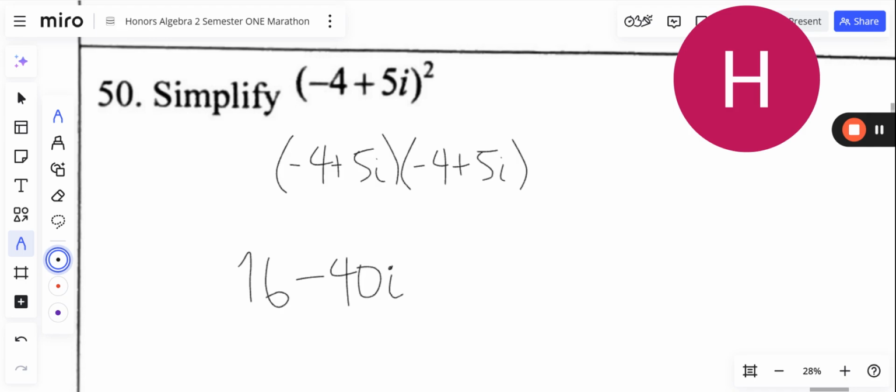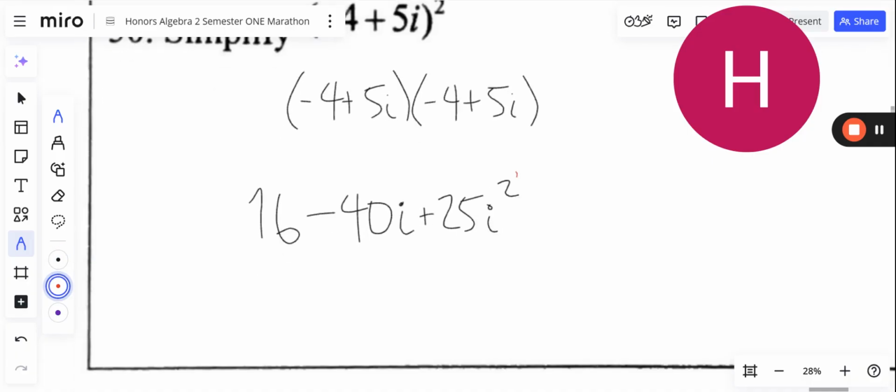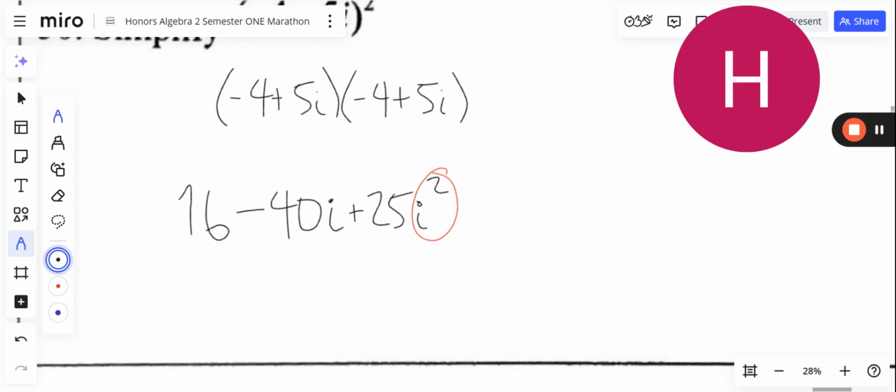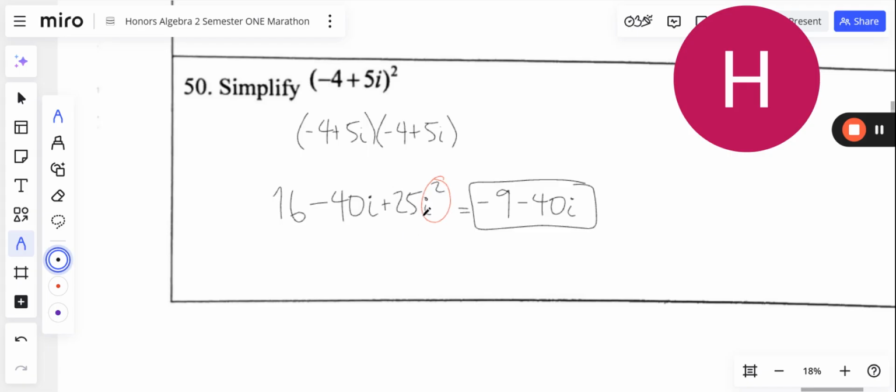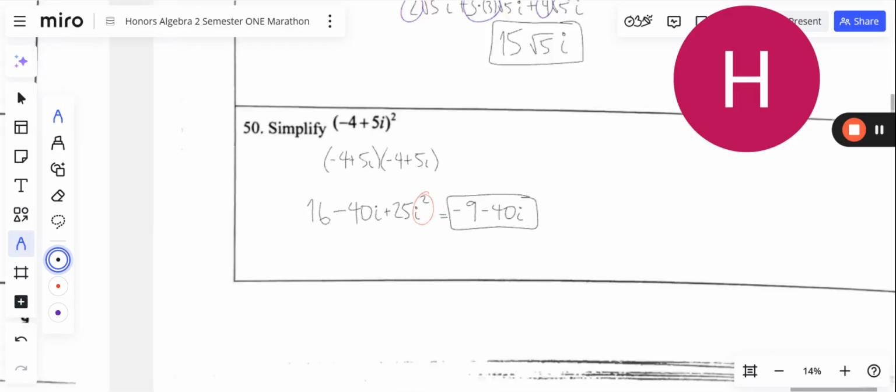I trust you to FOIL properly. This is some basics. 25i squared here. Remembering that i squared is negative 1, so this is really 16 minus 25, which is negative 9, minus 40i. This is the overall value, because we switched the i squared into negative 1.